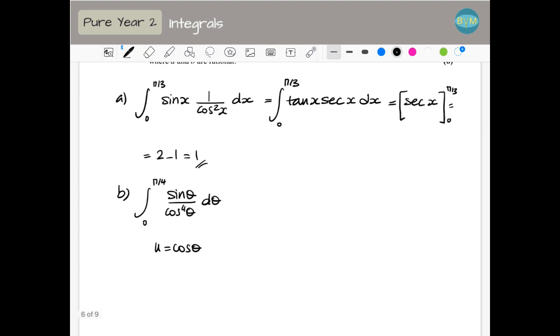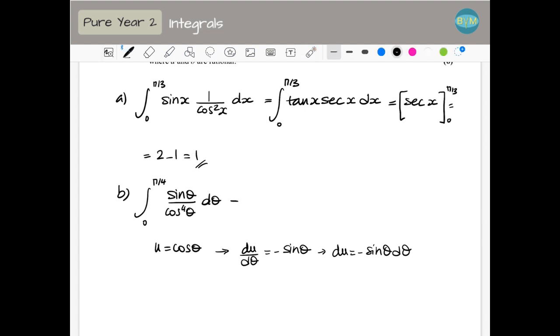So I have to write everything that has theta here with u. So what I'm going to do is to find d theta, derivating. If I derivate, du d theta, the derivative of cos is minus sine, which means that du is minus sine theta d theta, which is what I have here. So this whole thing is going to be du, but minus. And then cos to the power of 4 is going to be u to the power of 4.